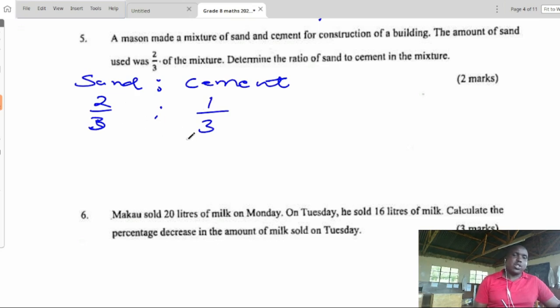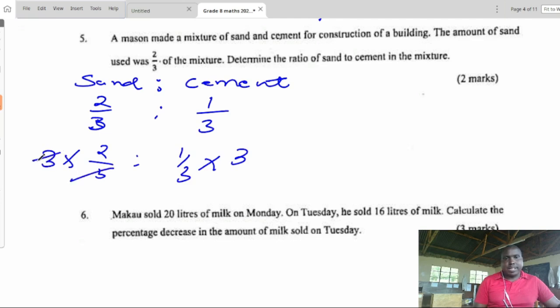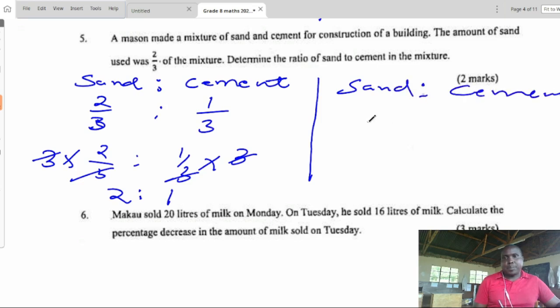To get the ratio, we multiply with the denominator. So it is 2/3 and 1/3, times 3 both sides. So 3, 3. So the ratio is 2 to 1. The question was to determine the ratio of the sand to cement. So sand to cement is 2 to 1.